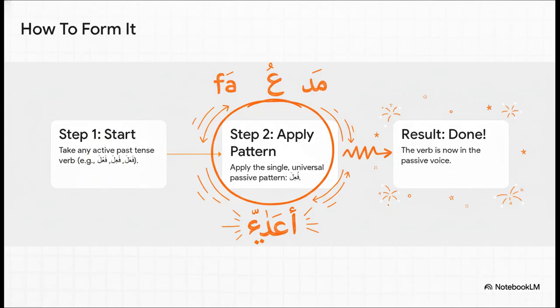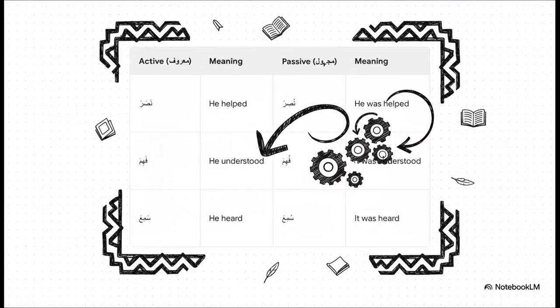Remember how active past tense verbs can have a few different vowel patterns? Well, the passive voice just throws all that complexity out the window. It has only one pattern, just one. You apply the pattern, fu'ila, that's a dhamma on the first letter, a kasra on the middle letter, and that's it. You're done. Let's just see this pattern in action because it's so satisfying.